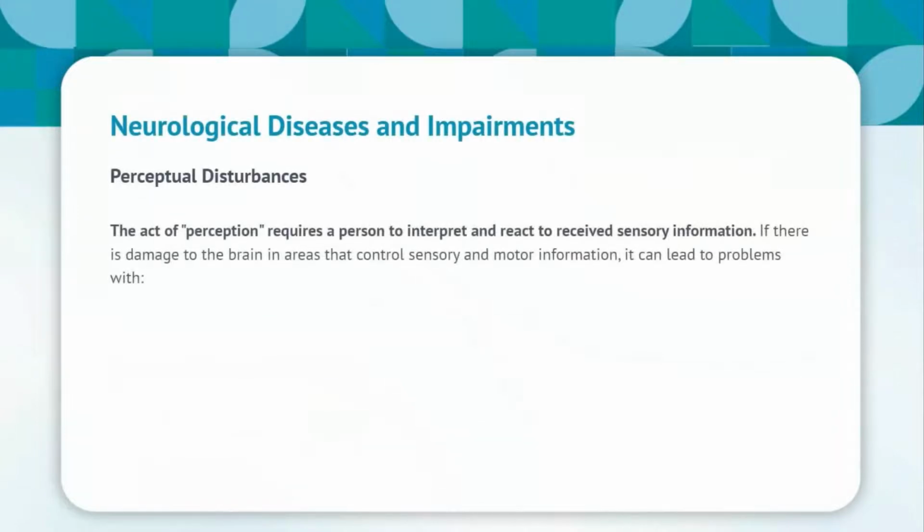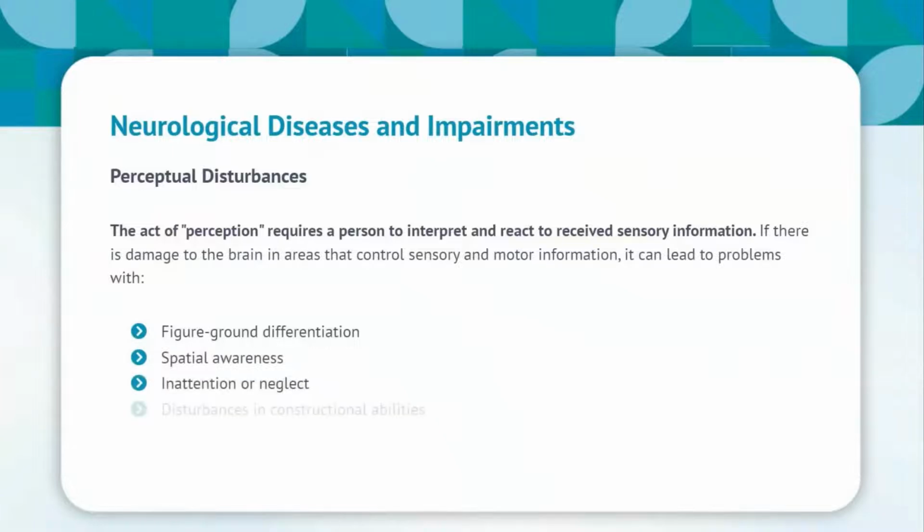Perceptual disturbances. The act of perception requires a person to interpret and react to received sensory information. If there is damage to the brain in areas that control sensory and motor information, it can lead to problems with figure-ground differentiation, spatial awareness, inattention or neglect, disturbances in constructional abilities.